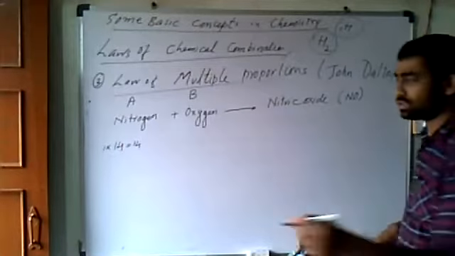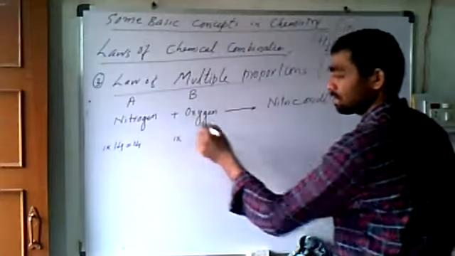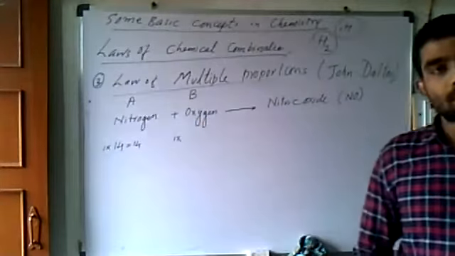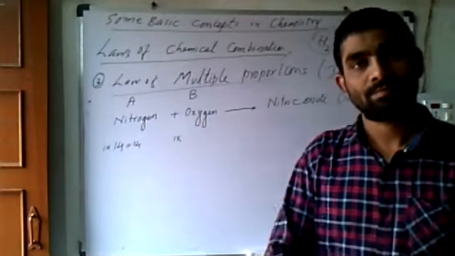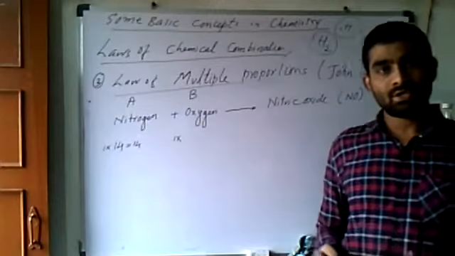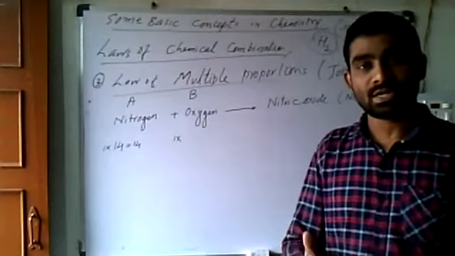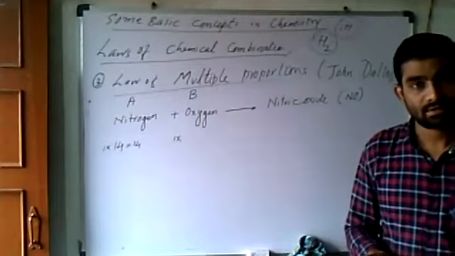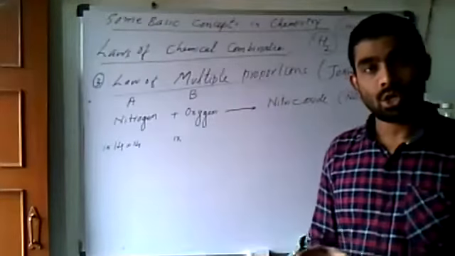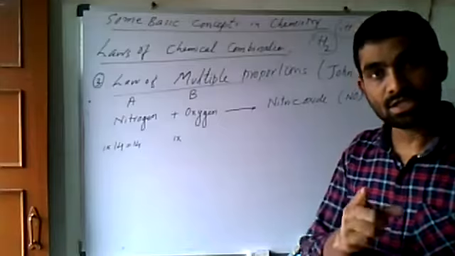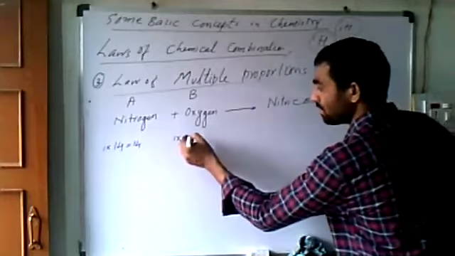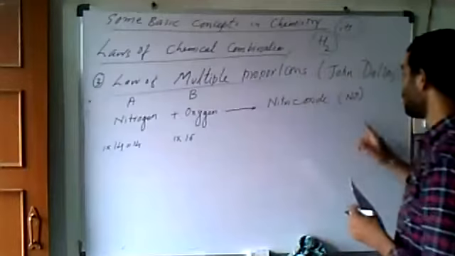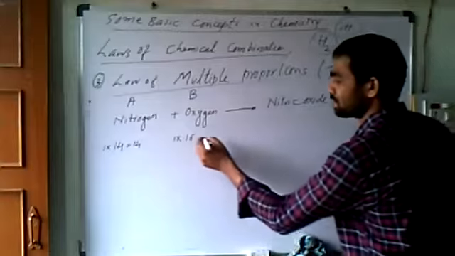How many oxygen? One oxygen. Question: what is the mass of an oxygen atom? Whenever there is a question, what is the mass of an oxygen atom, it means atomic mass. So we should know that. The atomic mass of oxygen is 16. So I will write 16. And how many oxygen? 1. So 1 into 16 is equal to 16.